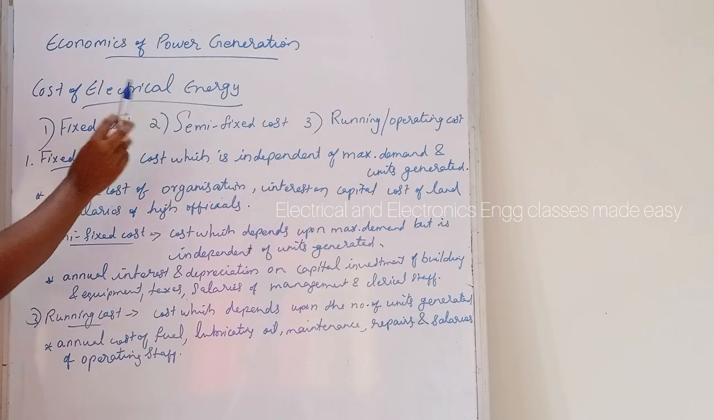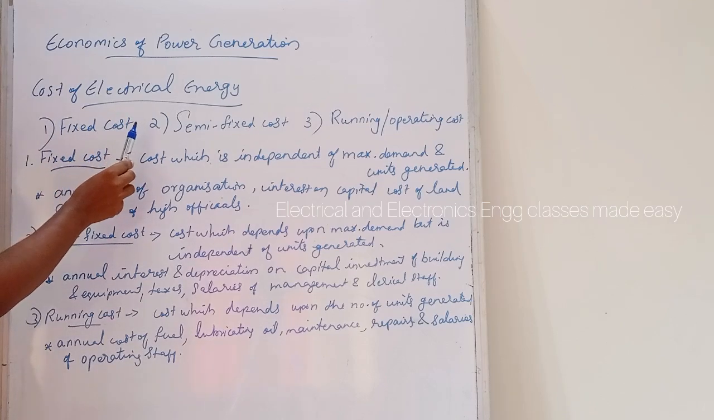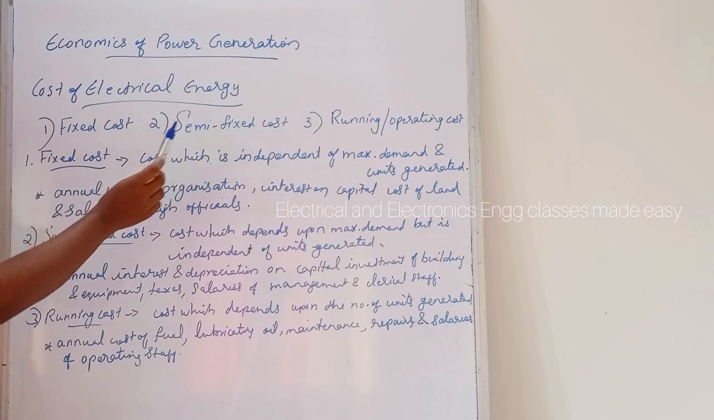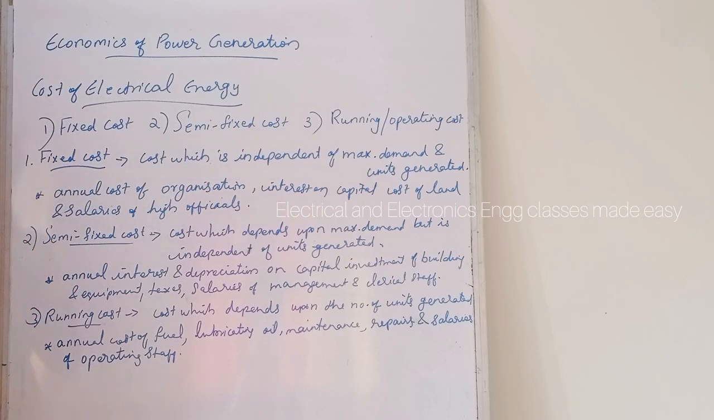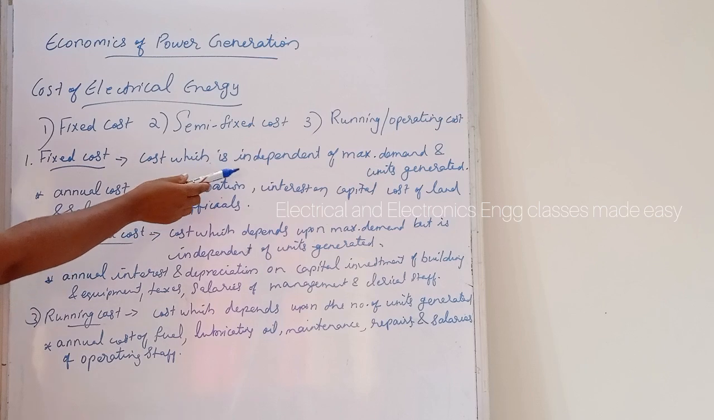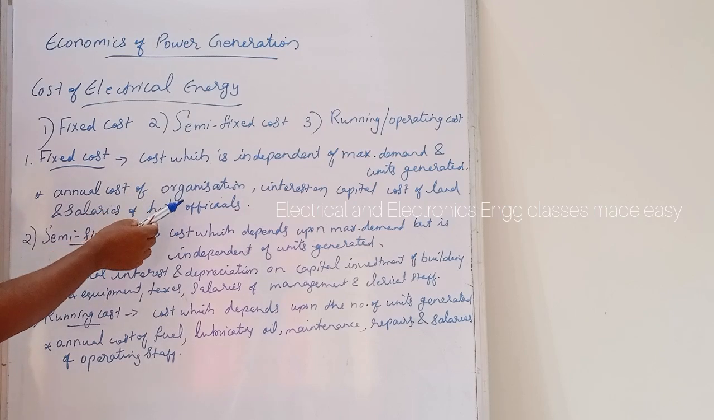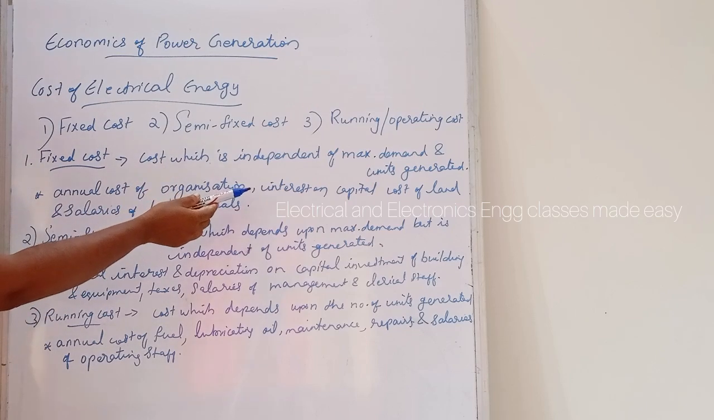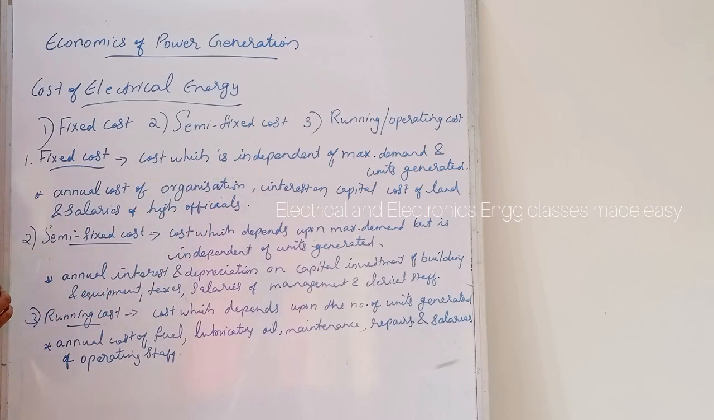Next is cost of electrical energy. The total cost of electrical energy generated can be divided into three parts: fixed cost, semi-fixed cost, and running or operating cost. First one is fixed cost. It is the cost which is independent of maximum demand and units generated. And the fixed cost is due to the annual cost of central organization, then interest on capital cost of land and salaries of high officials.